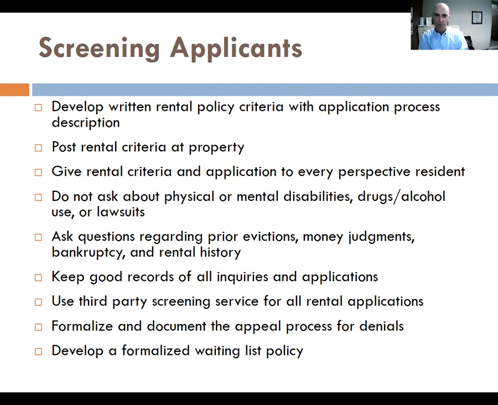on whether to rent to someone on legitimate screening criteria: their credit history, bankruptcy history, rental history, prior eviction history, and if you do it carefully, their criminal history. Those are all legitimate criteria that you can look at, and keep good records of all inquiries and applications so that if you have to come back at some point in time, you can defend your decision as non-discriminatory. Let's go to the next slide.